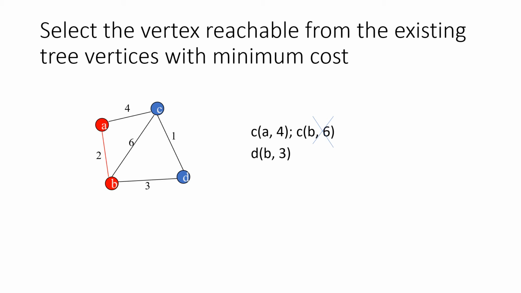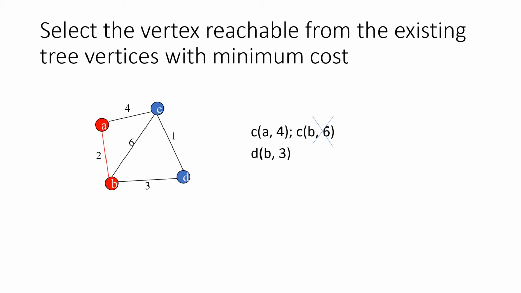Okay, we select this. Similarly, to reach D, we don't have any edge from vertex A, but from vertex B, we have a direct edge. What is the cost of it? It is 3. So these are the two updated values, that is to reach the vertices C and D respectively.